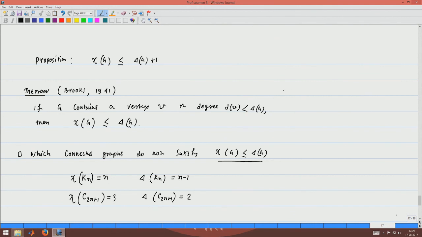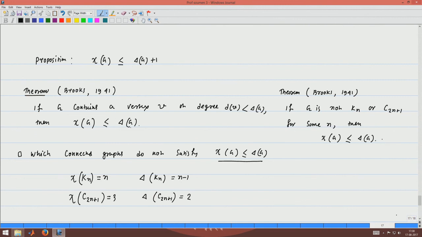So, here is the other theorem, again by Brooks, 1941, that if G is not K n, is not a complete graph or not an odd cycle C2n plus 1 for some n, except these two graphs, for the other graphs, of course I am talking about connected simple graphs, chi of G is less than or equal to delta G. Okay.